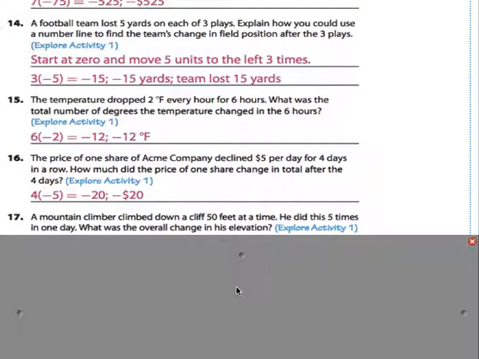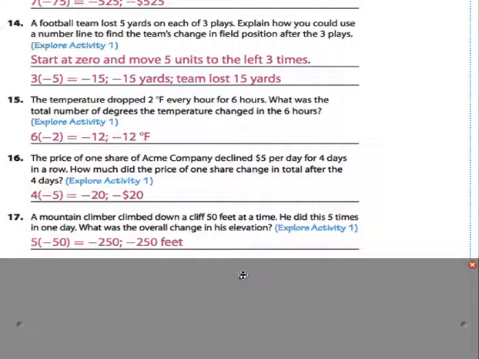Number 17, a mountain climber climbed down a cliff 50 feet at a time. He did this 5 times in one day. What was the overall change in his elevation? 5 times negative 50 equals negative 250. So negative 250 feet.